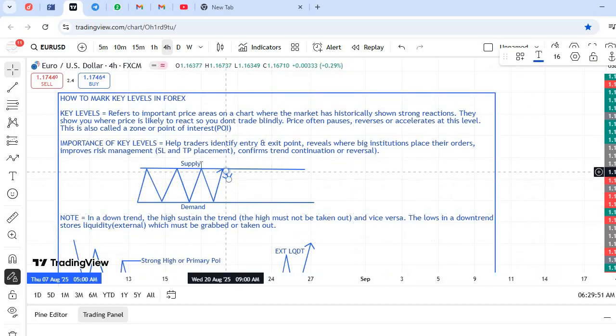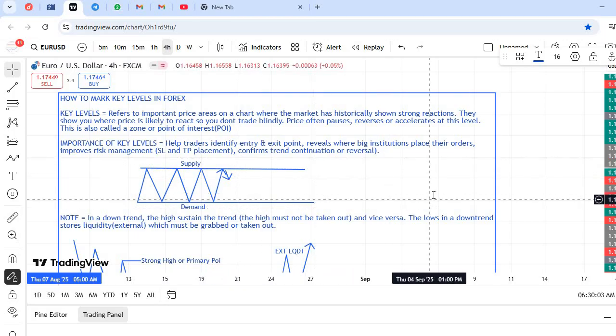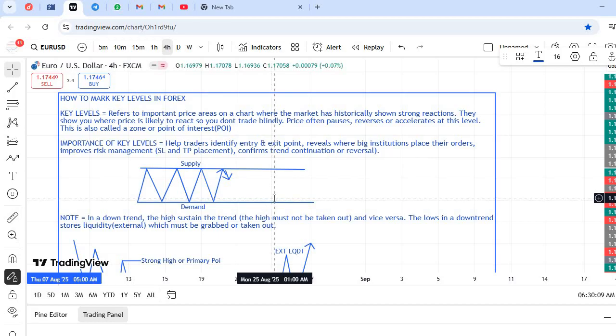But what you do is that, for instance, this is on a higher time frame, so you can't just start entering your sell here. You have to go to your lower time frame and check for an entry level. Your lower time frame can be 1 hour or 15 minutes. So probably you went to your 15 minutes.